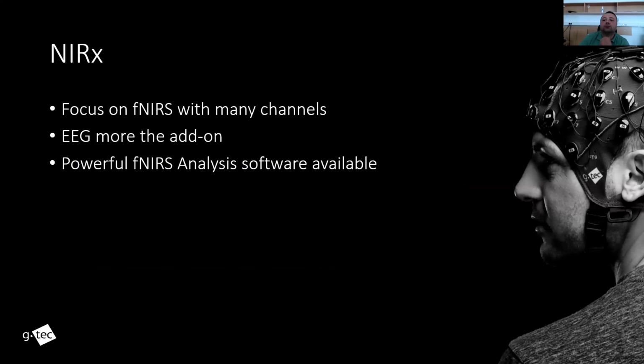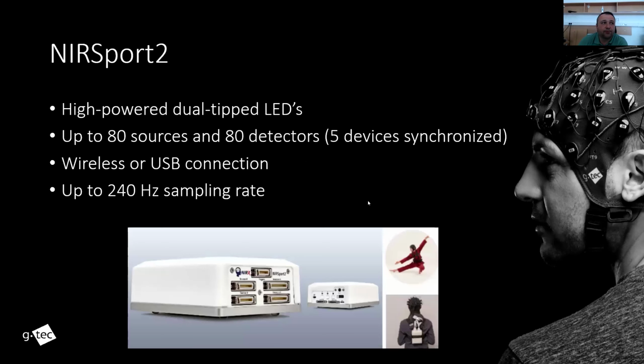Going to the NIRS device, today we will use the NIRX device, the NIRS Port 2. The fNIRS contains multiple channels, so today I will present you 8 times 8, so 16 channels, 8 sources and 8 detectors. But my current setup can go up to 32, so 16 times 16. EEG is more the add-on, and of course NIRX has a powerful fNIRS analysis software available.